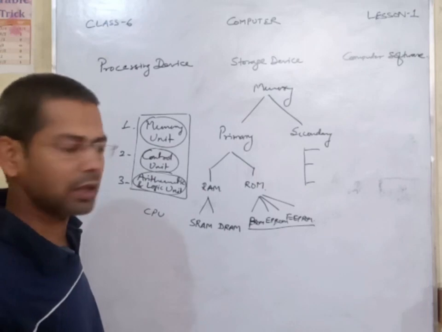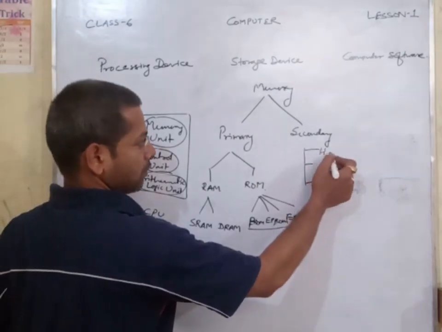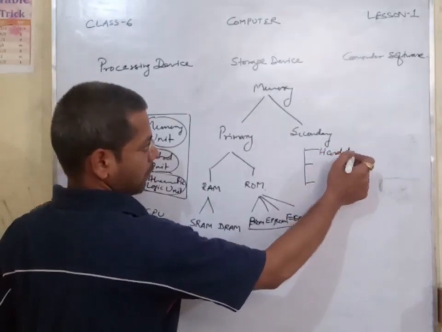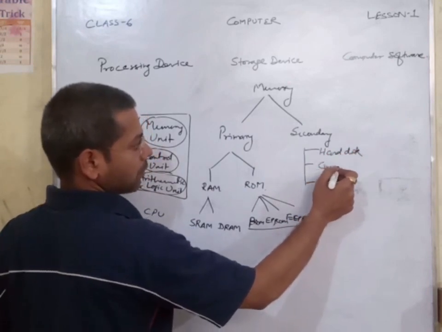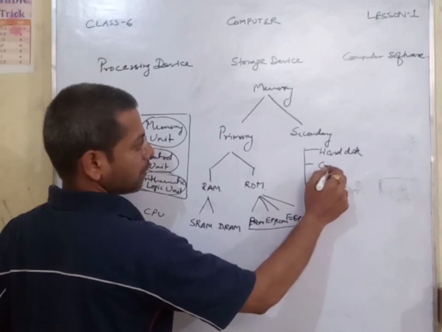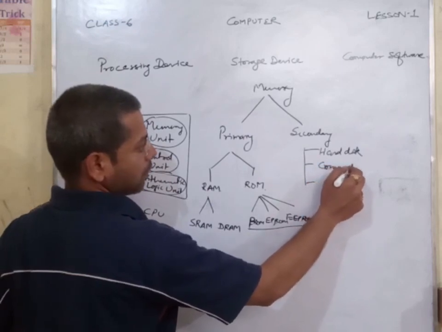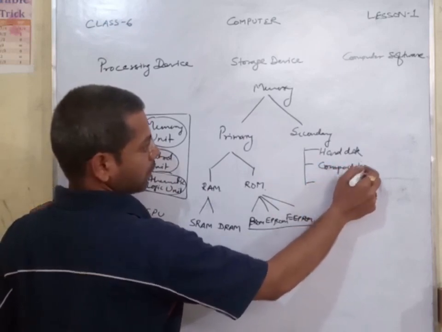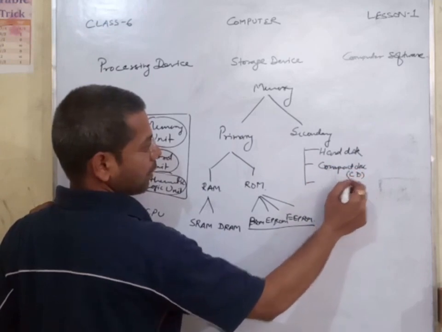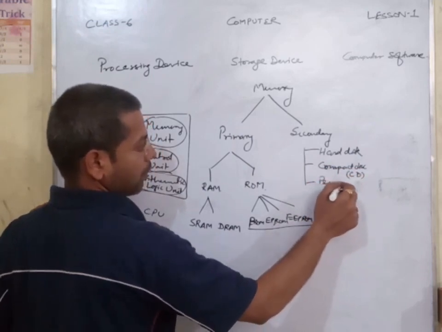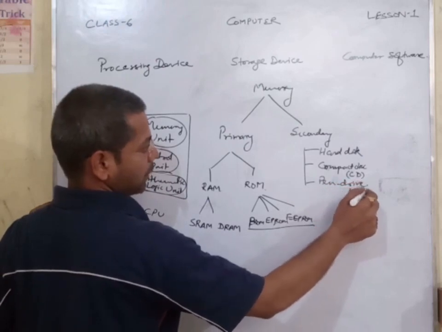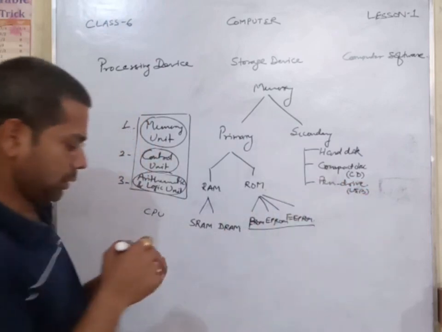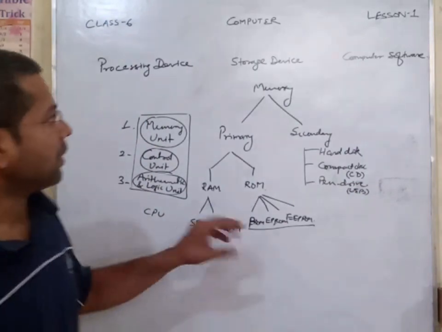to make the data archive: hard disk, circular disk, compact disk, CD, pen drive, USB type, we can say. So these are the examples of secondary storage.